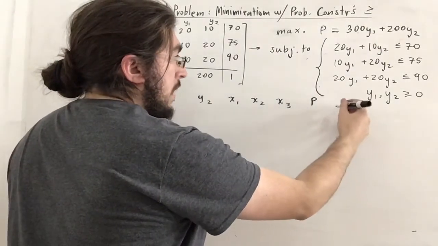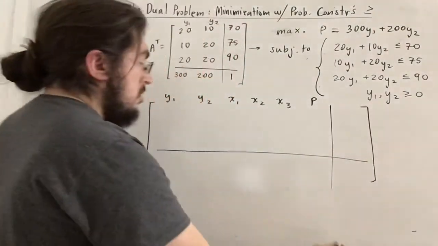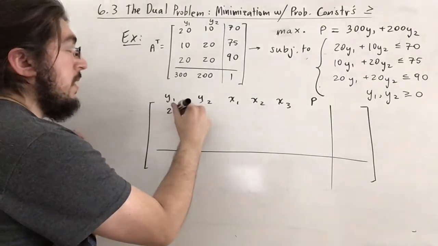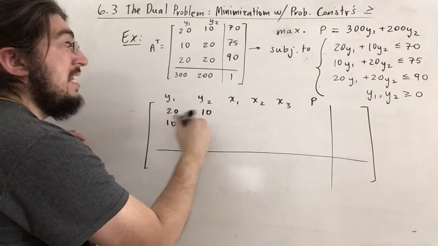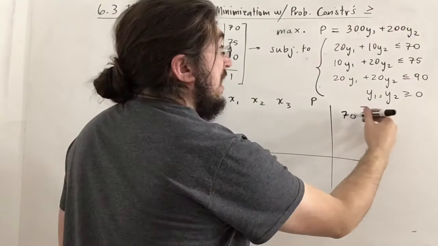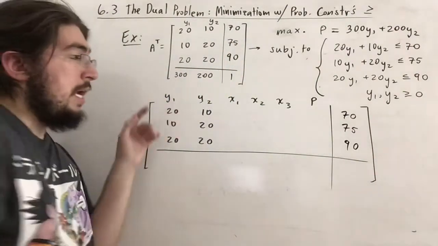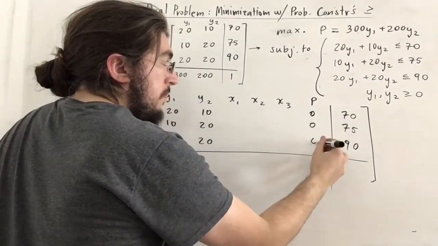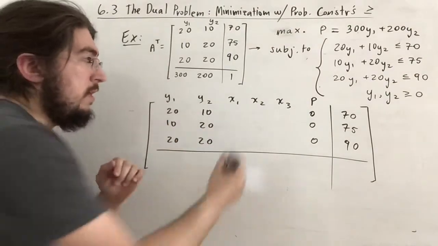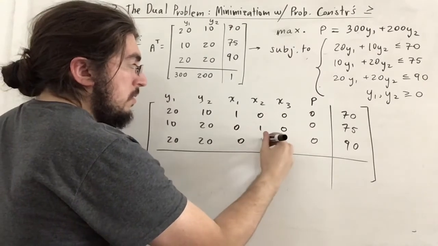We'll have a P column and then our other column. So hopefully we have enough space here. We need 3 and then 1, so I think we'll be okay. So this is going to be 20, 10, 10, 20, 20, 20. These numbers will be 70, 75, 90. Perfect. There's no p in these inequalities, so these are 0. We're adding x1 to the first one, x2 to the second, and only x3 to the third. So it's going to be 1, 0, 0, 0, 1, 0, 0, 0, 1.